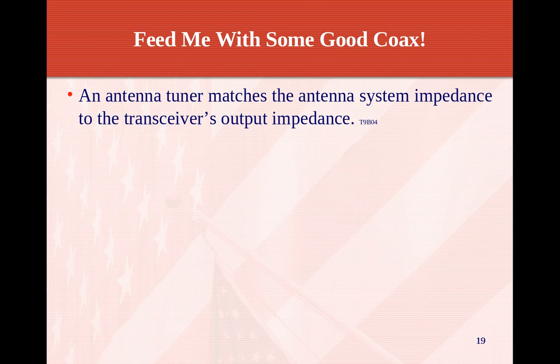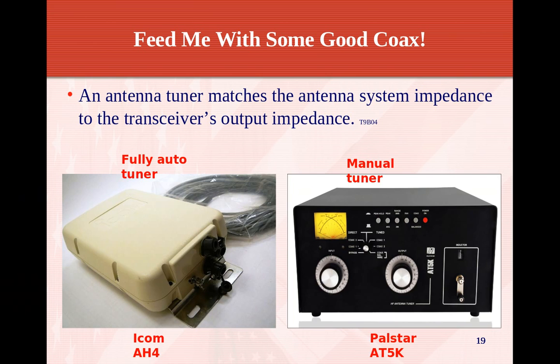So that's not good. An antenna tuner matches the antenna system impedance to the output impedance of the transceiver. So you have a manual tuner or an automatic tuner. Now again, this doesn't increase the efficiency of the antenna. It just matches the impedance. You can have a very poor antenna, and the auto tuner or manual tuner can tune it up, but you're not going to get very far because you have a mismatched antenna that's off resonant. It just makes the radio happy. It makes the radio see 50 ohms.